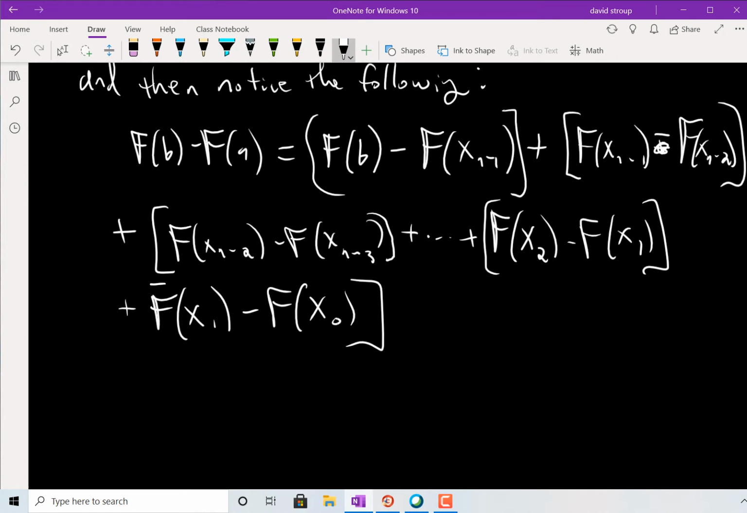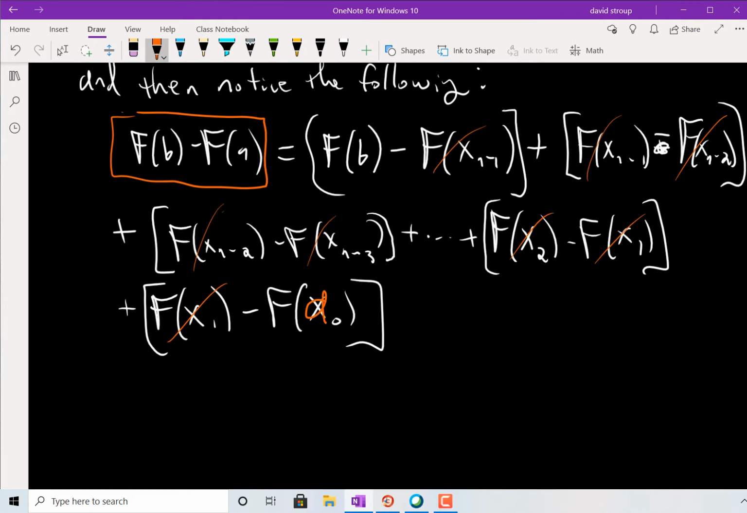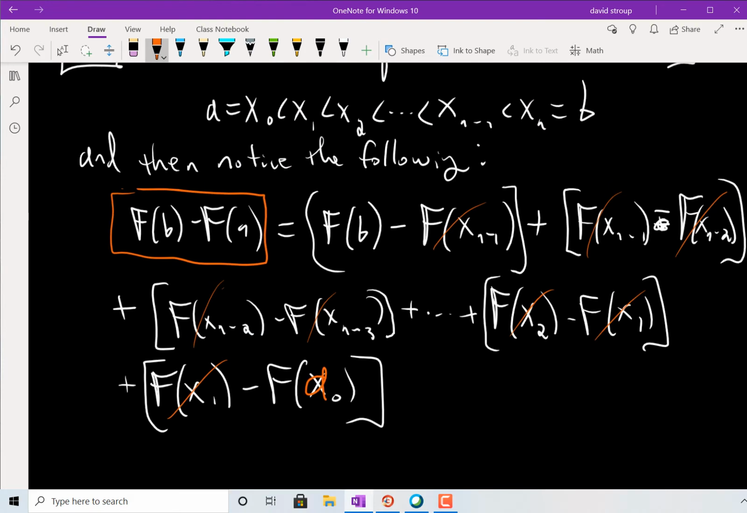All of that big long sum is equivalent to F of b minus F of a, because if you look at it, these terms cancel each other out. There's a telescoping effect where everything cancels, negative F of x1, positive F of x1, and you're just left with F of b minus F of a. X sub 0 is a, right? If you look at our partition, b is x sub n, and a is x sub 0. So those are equivalent.